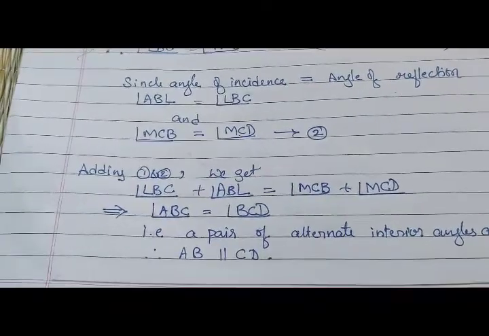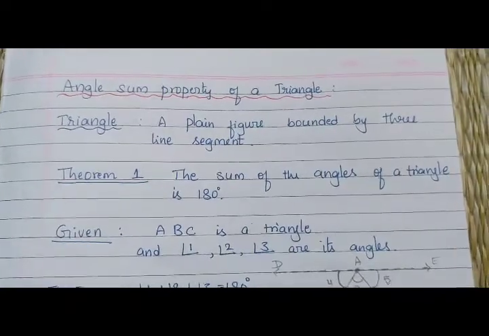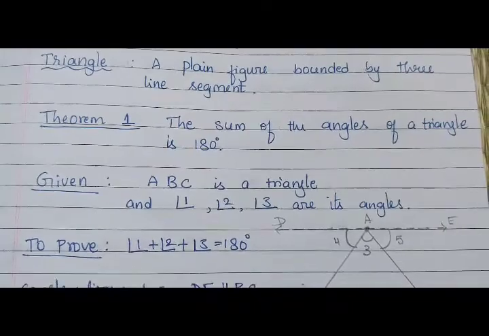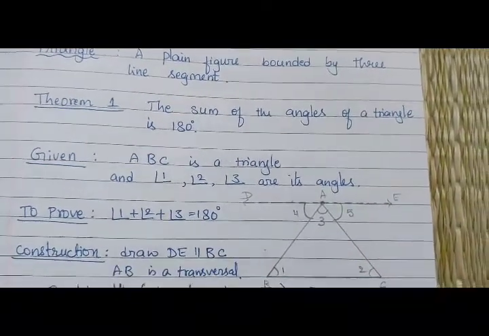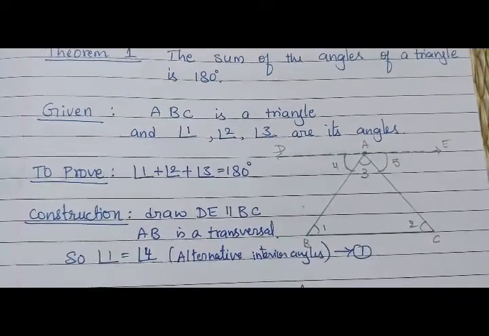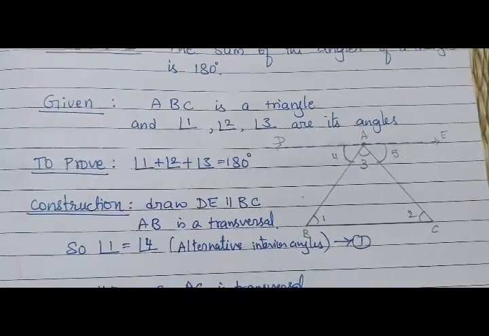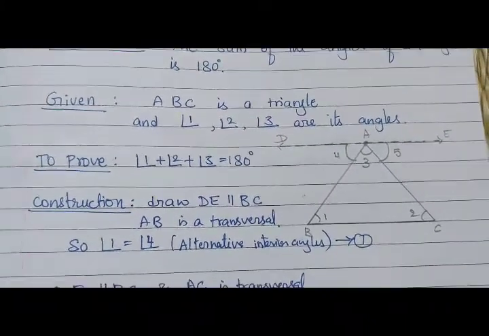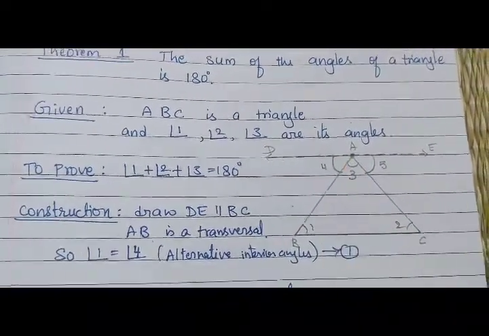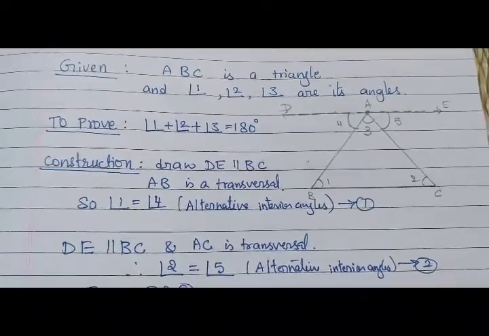AB is parallel to... angle sum property of a triangle. Triangle ಅಂದ್ರೇನು? It is a plane figure bounded by 3 line segments. Theorem 1: The sum of the angles of a triangle is 180 degrees. Given ಏನು? Triangle ABC, and angles 1, 2, 3 are its angles. To prove: angle 1 plus angle 2 plus angle 3 is equal to 180 degrees. Construction: draw DE parallel to BC.